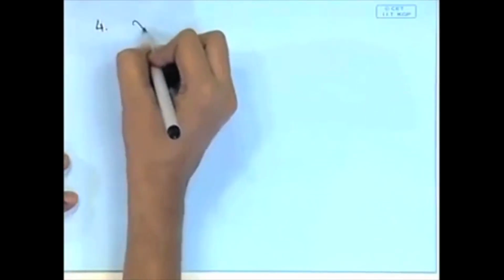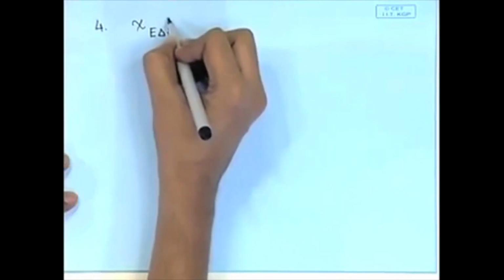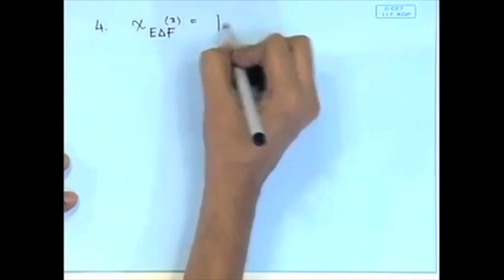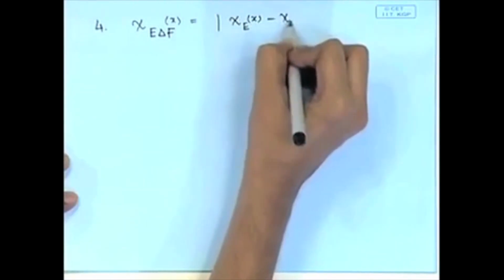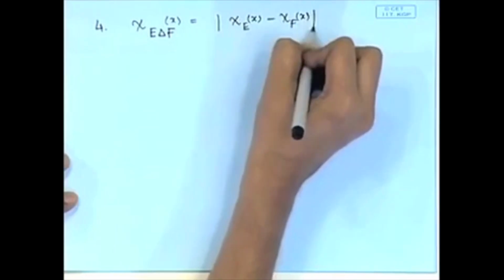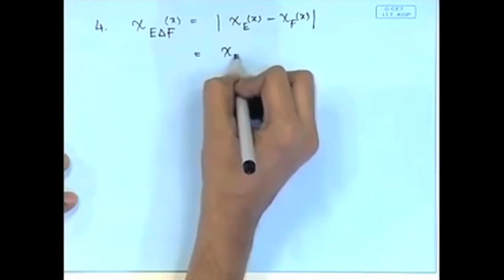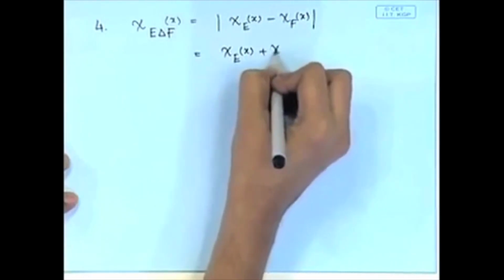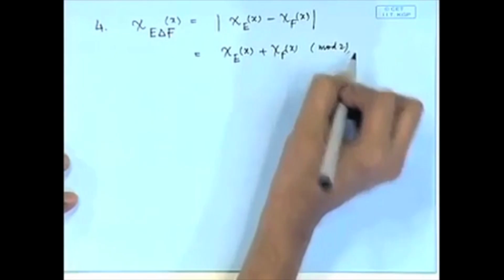Further, if we consider the indicator function of the symmetric difference, then it is equal to the absolute difference between the indicator functions of the two sets. An alternative way of telling it is that it is equal to chi E plus chi F, where the sum is taken modulo 2.